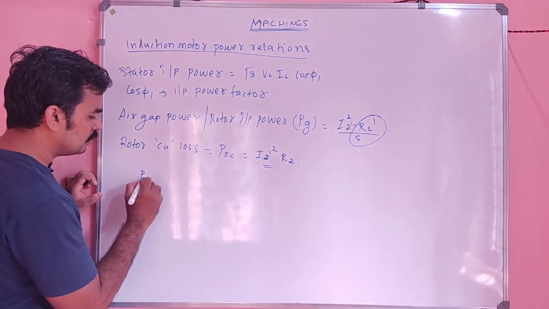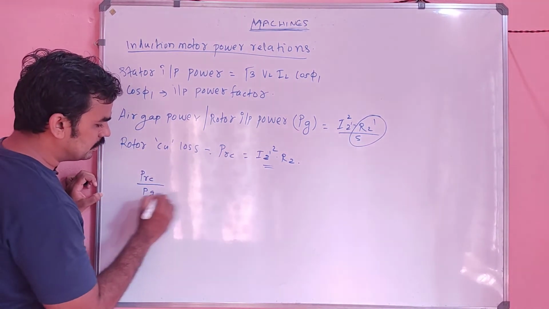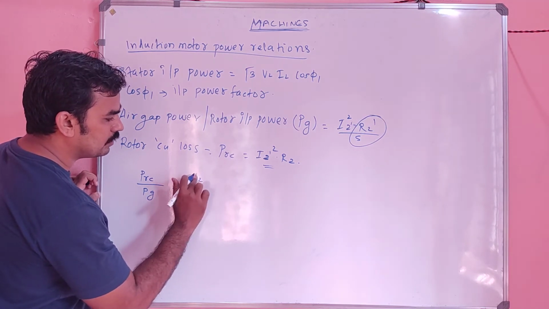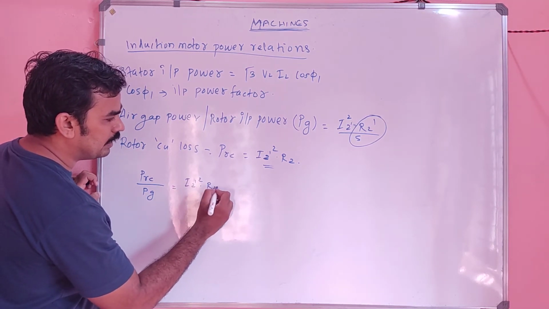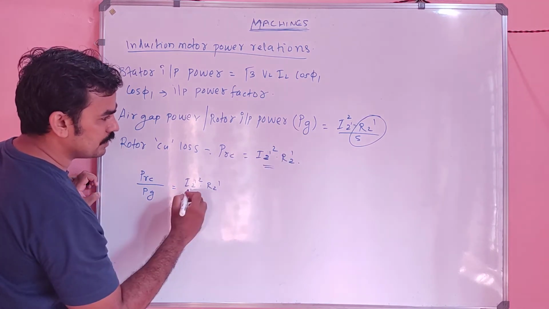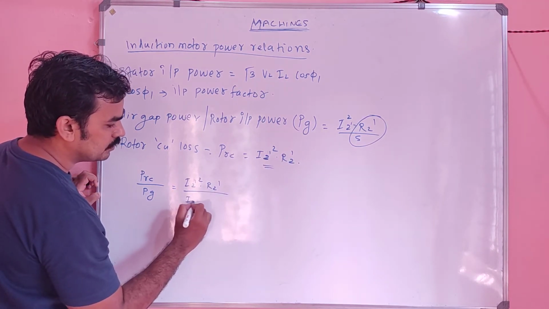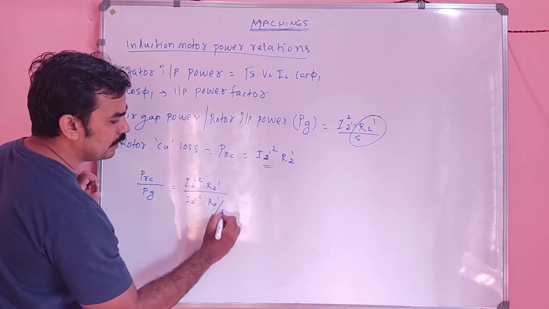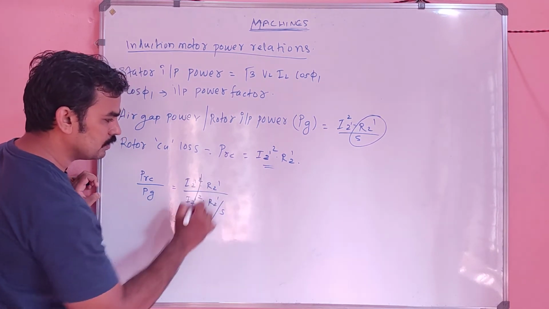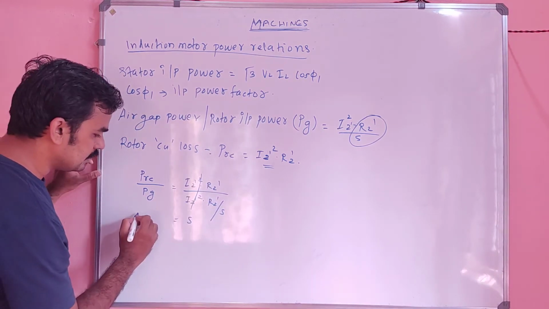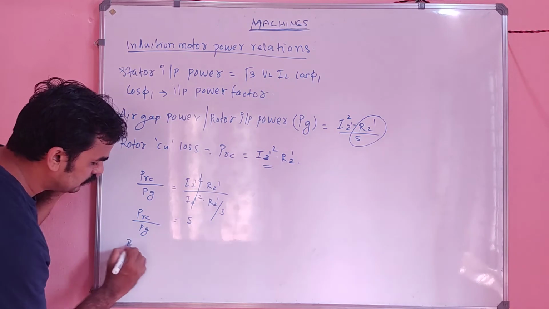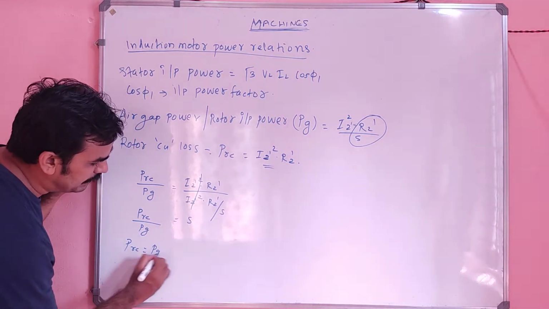What is PRC by PG? It will be equal to I2' squared into R2' (1 minus S by S) divided by I2' squared into R2' by S. Correct, so it will be simply S. This and this get cancelled, simply S. So PRC by PG will be equal to S, or PRC will be equal to PG into S.